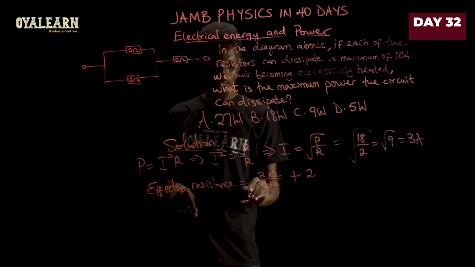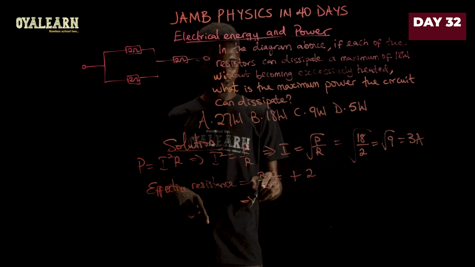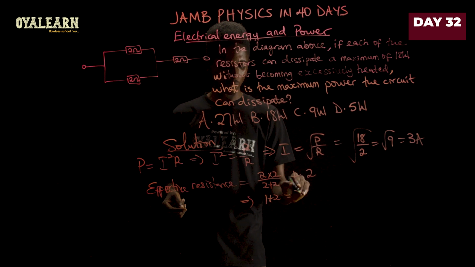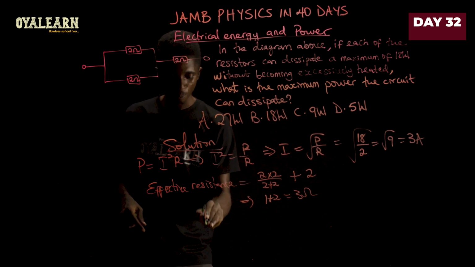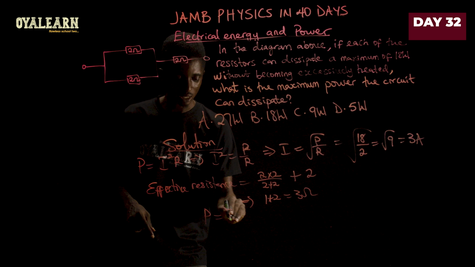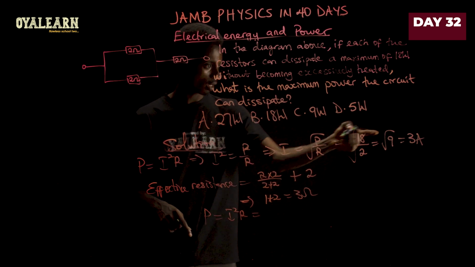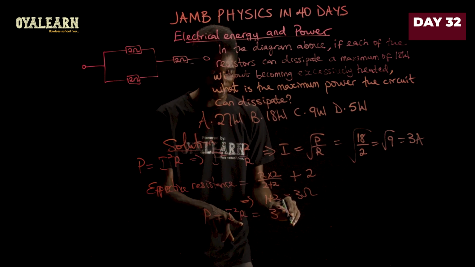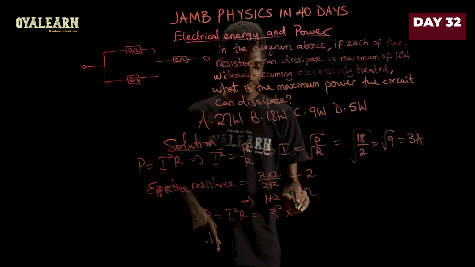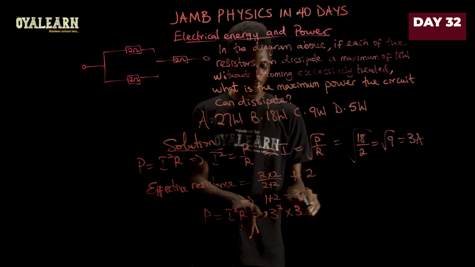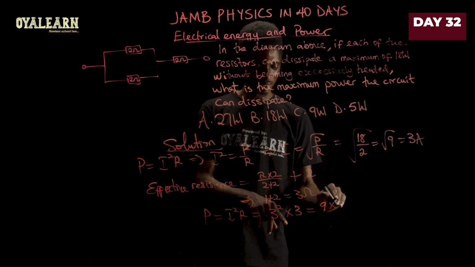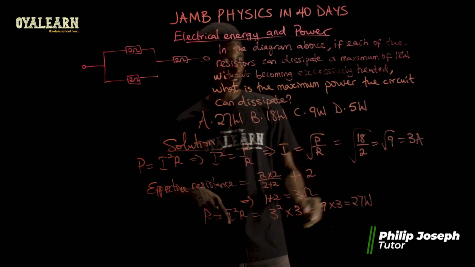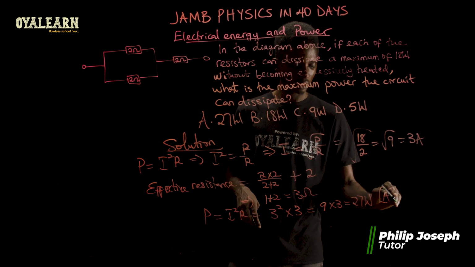Now, what this implies is that we're going to be having 2 times 2 is 4. 4 divided by 2 plus 2, that's 1. So 1 plus 2, that is, we have 3 ohms in total. So the power dissipated by the circuit, which is I squared R, is therefore, remember the current is 3. So 3 squared multiplied by the resistance, the effective resistance is 3. Now, what we have here is 9. So times 3, and this gives us 27 watts. So the correct option is option A.